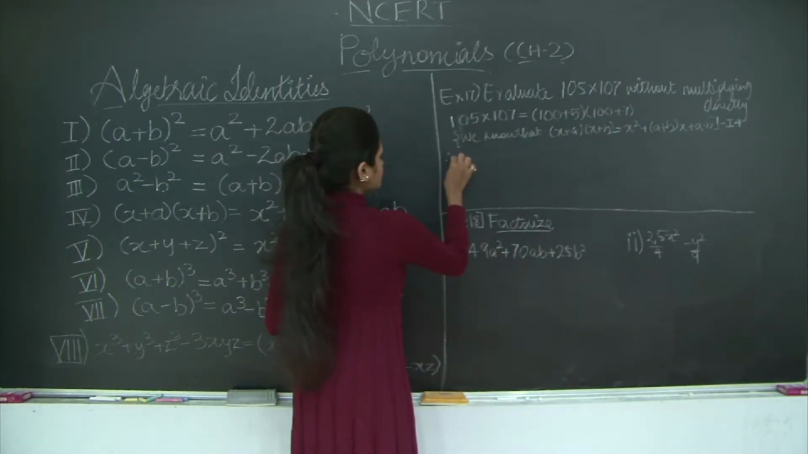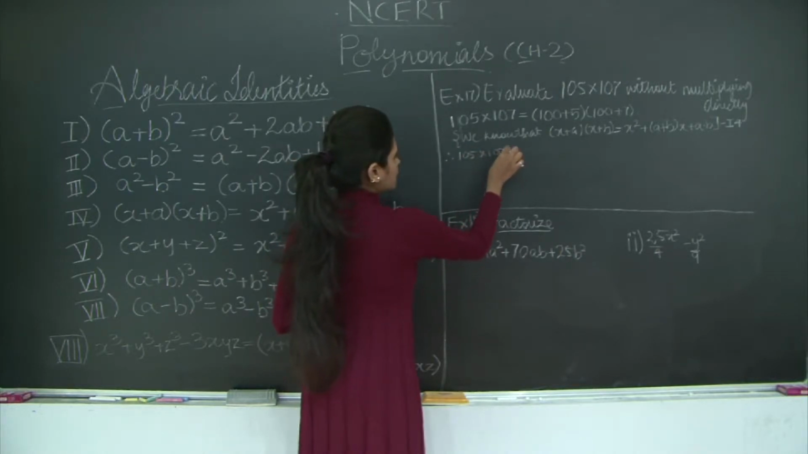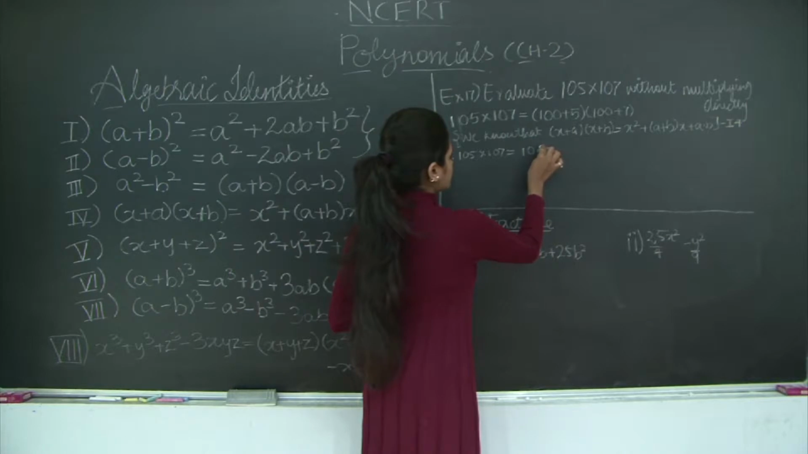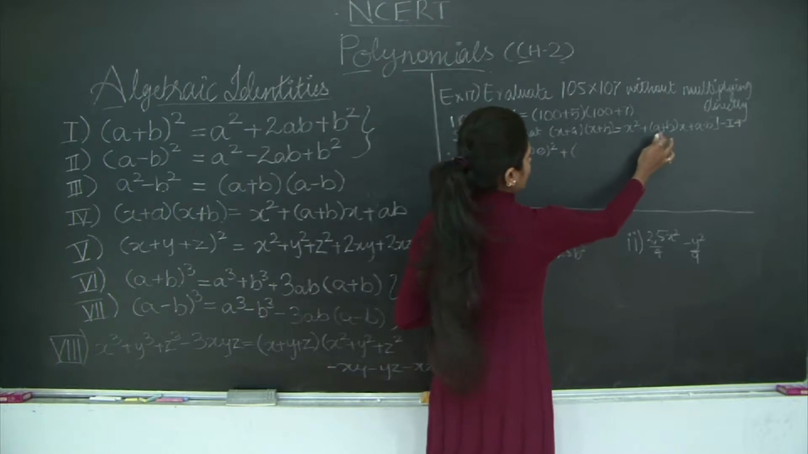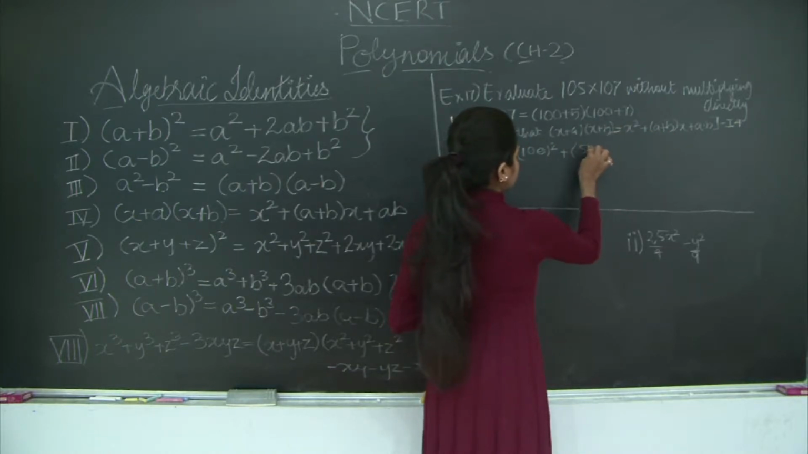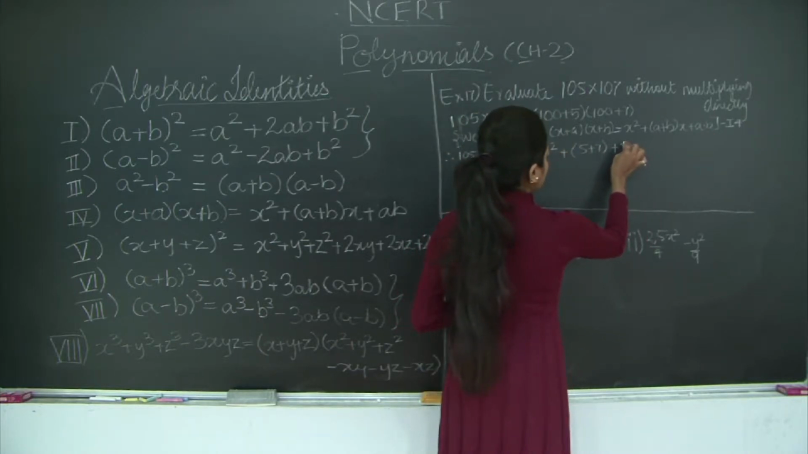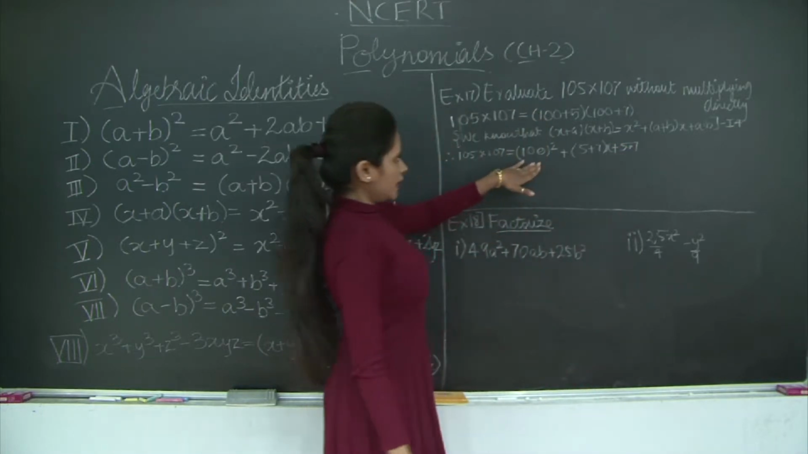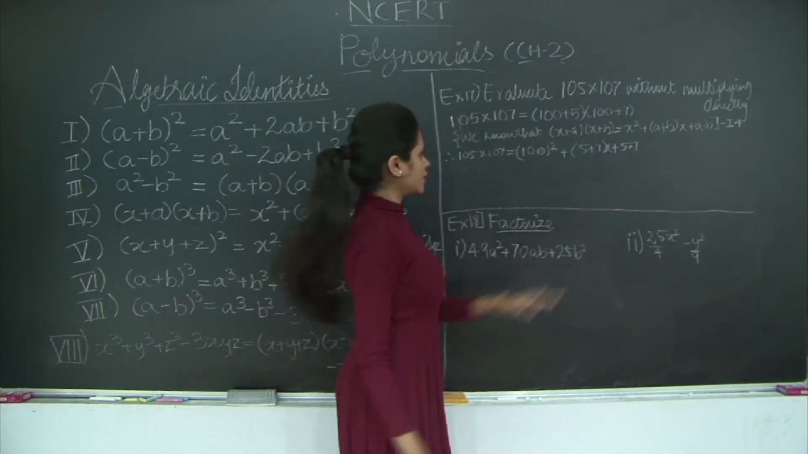Therefore, 105 into 107 is equal to x square. So 100 square plus a plus b, which is 5 plus 7, plus a into b, which is 5 into 7, and x here. Correct? So x square plus a plus b into x plus a into b, right?